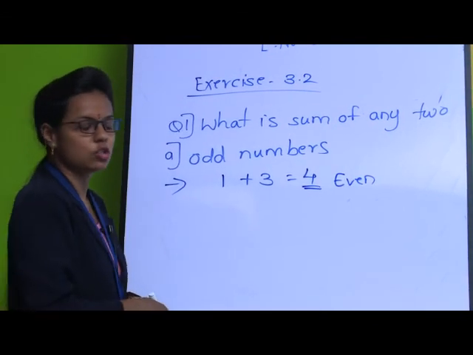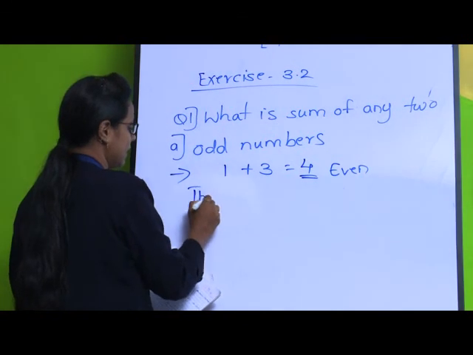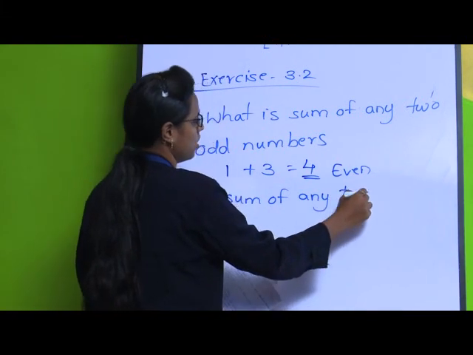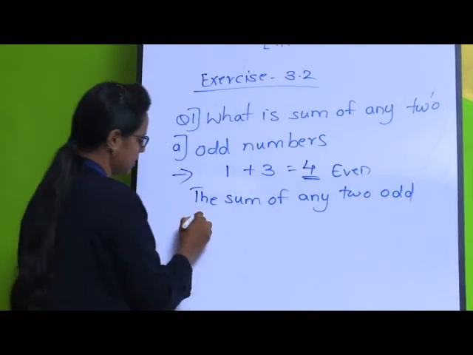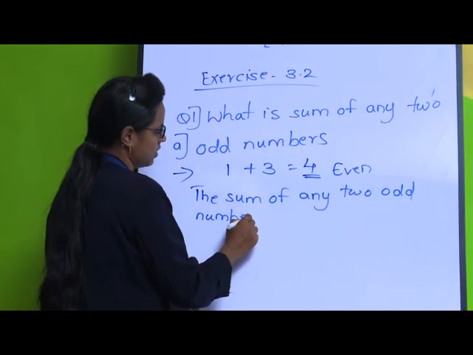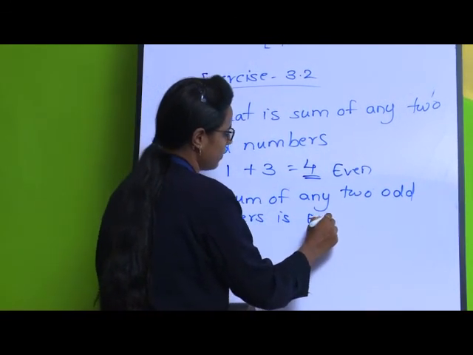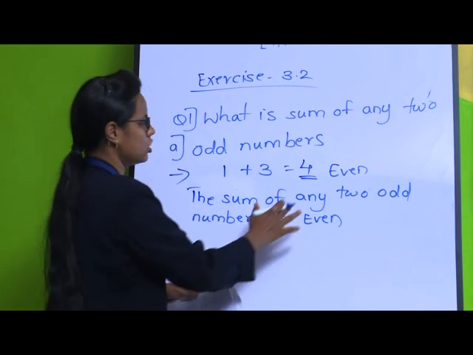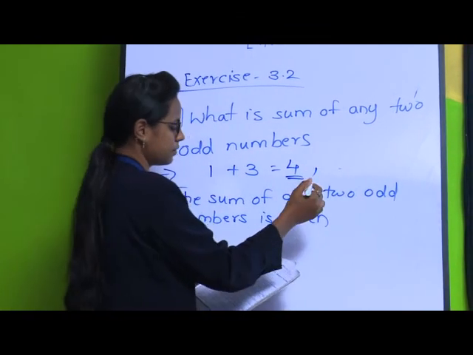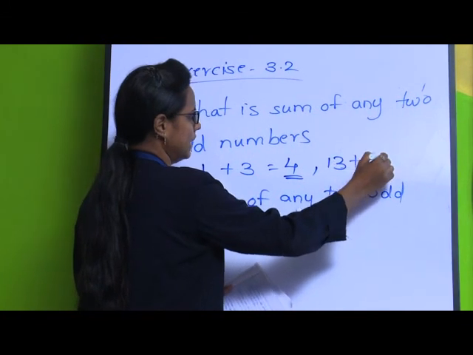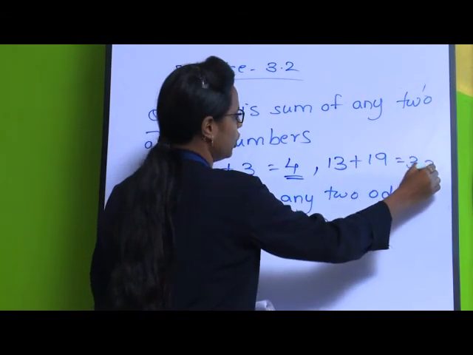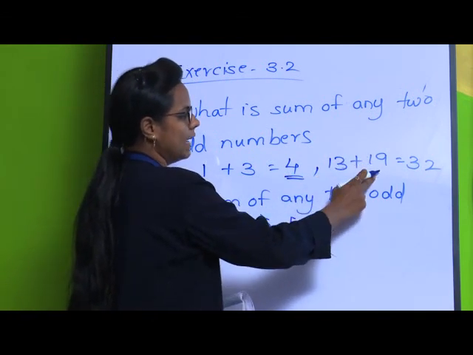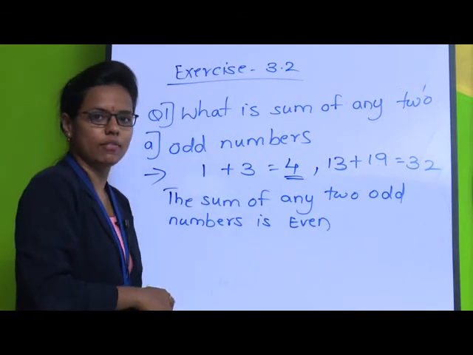Yes. So in the answer you have to write that the sum of any 2 odd numbers is even. If you want to write an example other than this, you can write it. Let us take one more example. 13 plus 19 becomes 32. 13 is an odd number, 19 is an odd number, and when we add them we get 32, which is an even number.